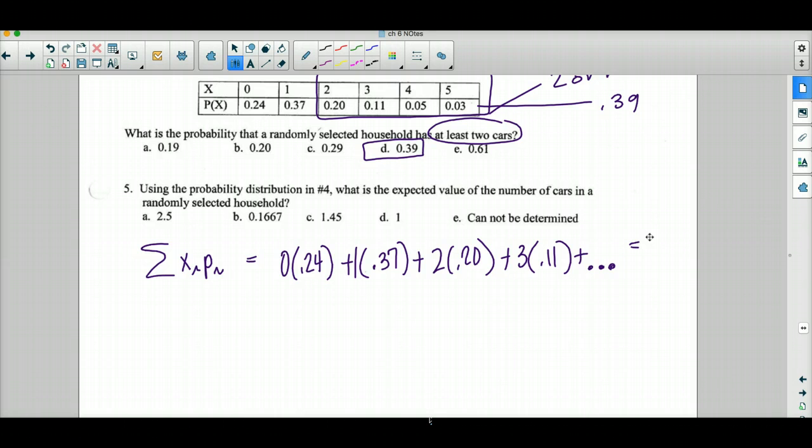What, honey? Yeah, so hold on one second. I'm going to finish this because I'm in the middle of it.